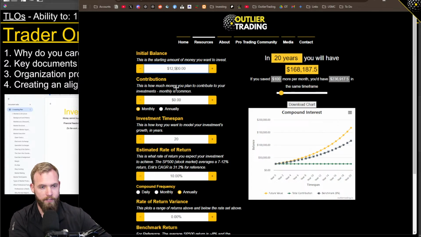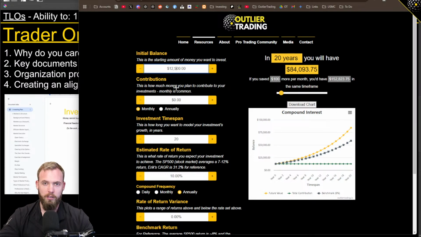20 years, I'd have 168K. In 20 years, I have 84. So for a small account, if you are aggressively saving, you can get away with more of a drawdown. That drawdown becomes a bigger problem as your account gets bigger, because then the incremental saving contributions don't matter as much if you have a big portfolio.